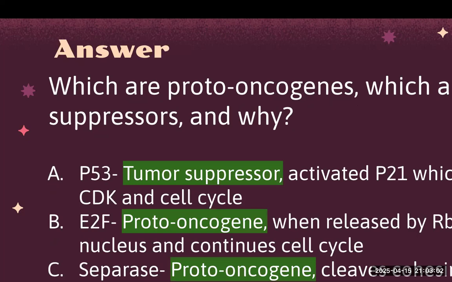Main cell cycle regulator. Okay, so like we talked about, when P53 is active, there's DNA damage going around. We don't want the cell to continue dividing, so it tells P21, the CDK inhibitor, to work. So CDK would stop, meaning P53 is a tumor suppressor. E2F is what is being held on to by RB. When E2F is free, it tells the cell to continue. So proto-oncogene. Separase is what separates the chromatids. When it's working, it allows the separation to happen and allows the cell cycle to continue. So that's why it's a proto-oncogene. And CDK always activates the next step in the cell cycle when it's active. So that's why it's a proto-oncogene.